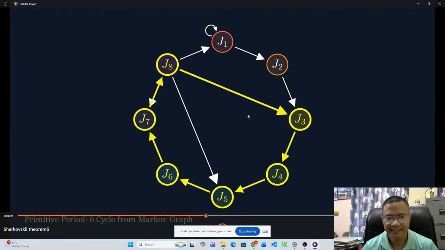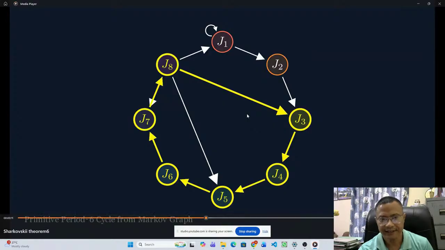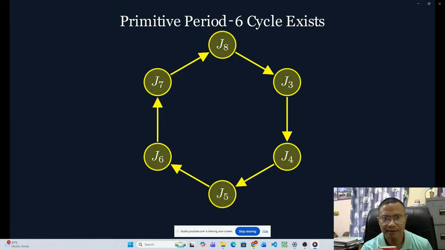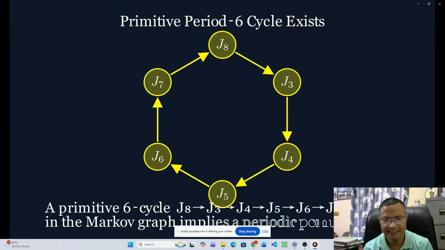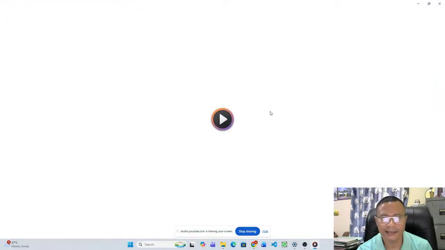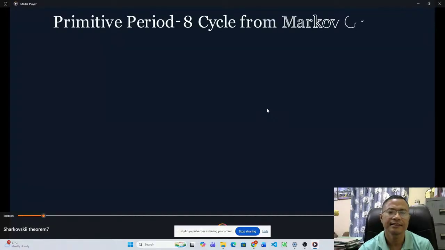So that is the point about this Markov graph. The Markov graph easily predicts the existence of periodic points. What we have to do is search for a primitive cycle of the desired length. Next, let us go to the same Markov graph again. Let us search for a primitive cycle of length 8. Then there will be a periodic point of period 8.